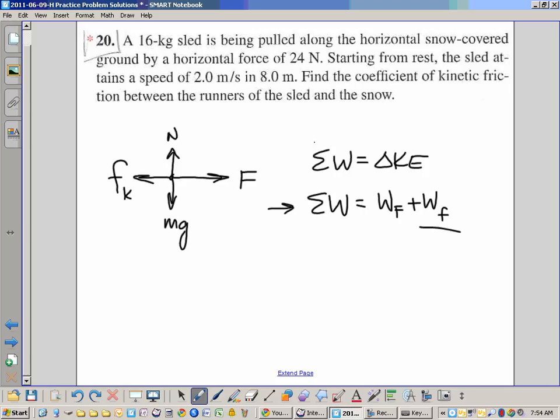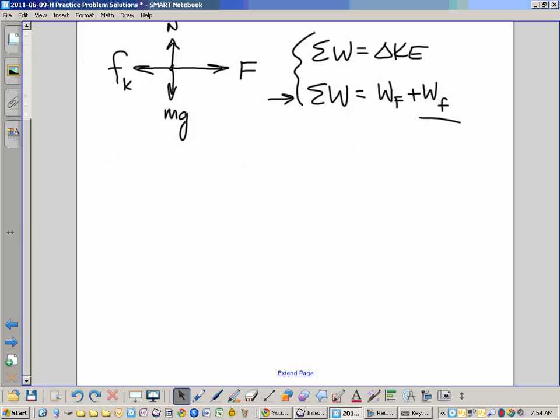So we're going to take these two things and put them together, and we're going to say that the change in kinetic energy is equal to the work done by the applied force minus the work done by friction. So let's start with friction. Why do we know that it's negative? We know that the work done by friction is going to be equal to the force of friction times the distance that we're traveling, right?